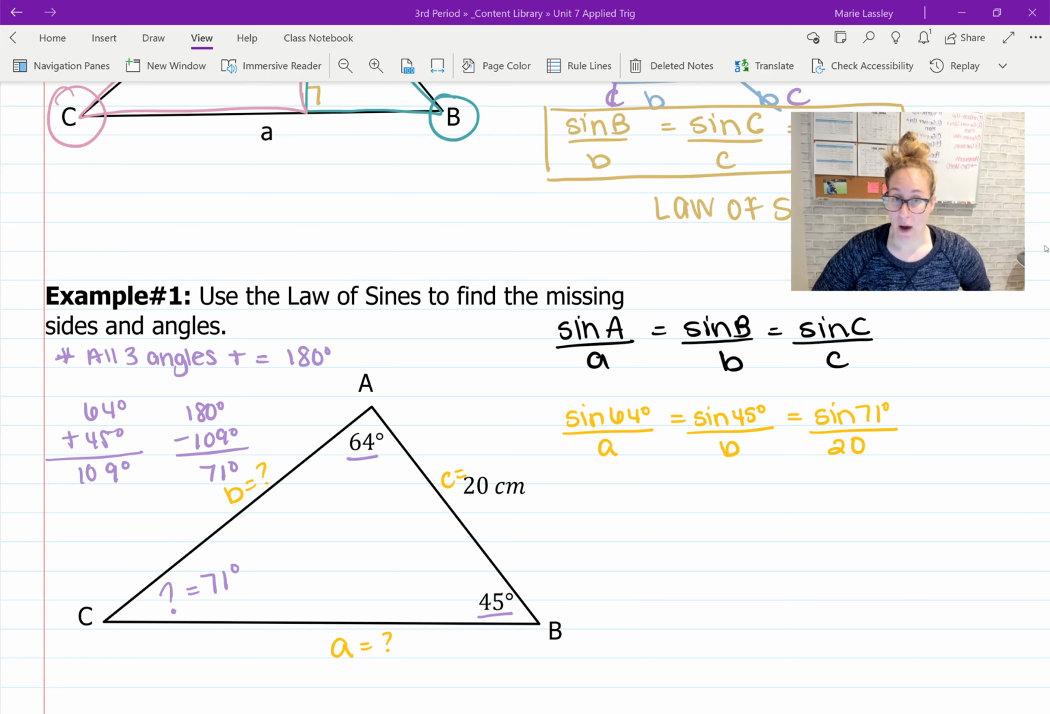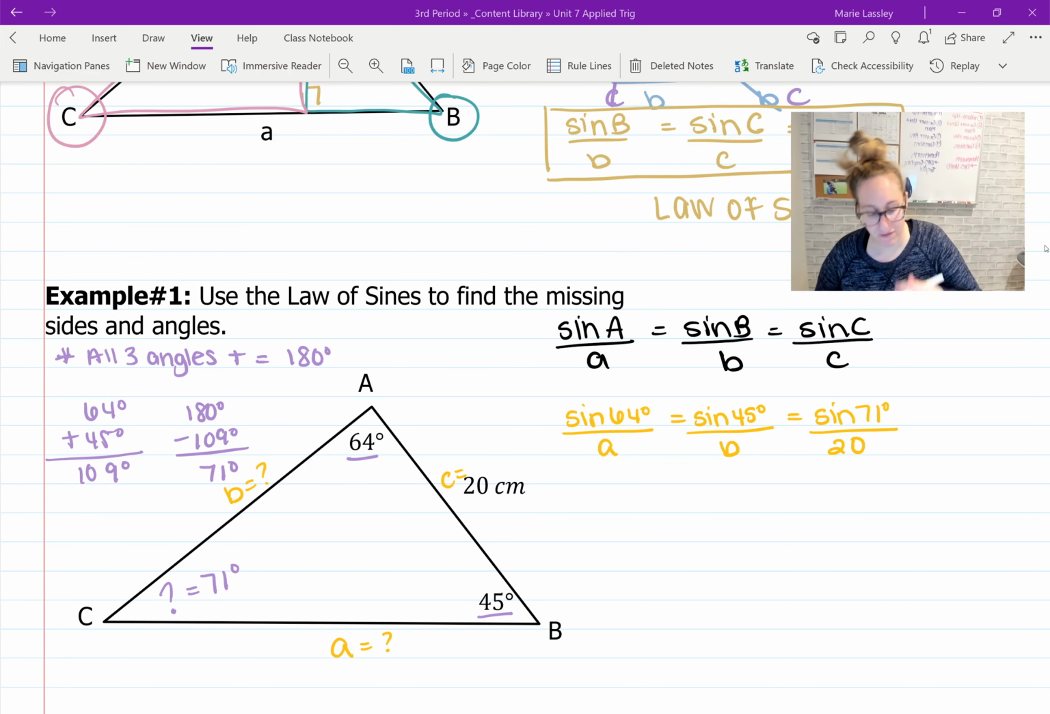Now, in order to solve these different proportions, we're going to have to use the sine C piece to find our missing variables. So it doesn't matter which one you find first. You can do A, you can do B, but you're going to pick one of the other ratios to pair up, and then we're going to cross multiply and solve.